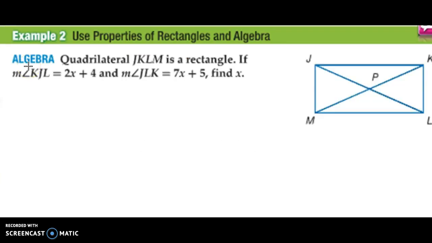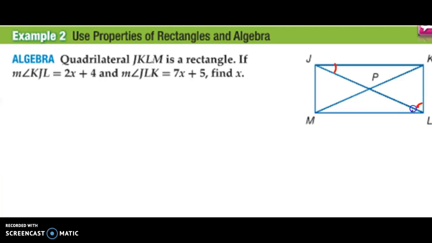Now we can also use our properties of rectangles and algebra to find missing values. It says quadrilateral JKLM is a rectangle. If the measure of angle KJL is 2x plus 4, so KJL would be this one right here, and the measure of JLK, K would be right there, find the value of x.